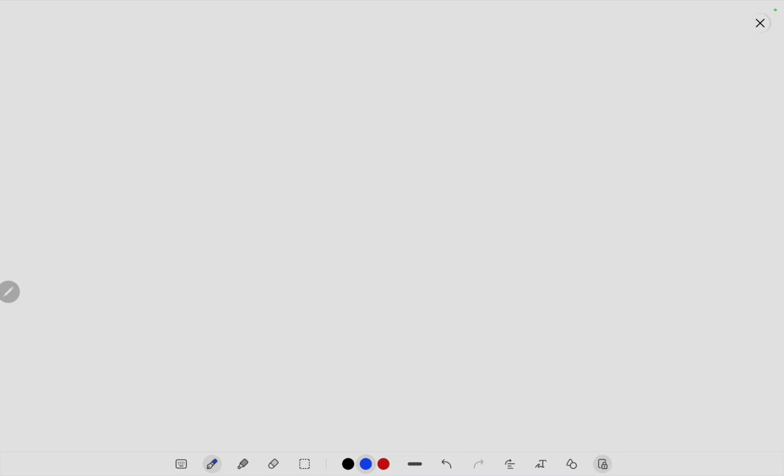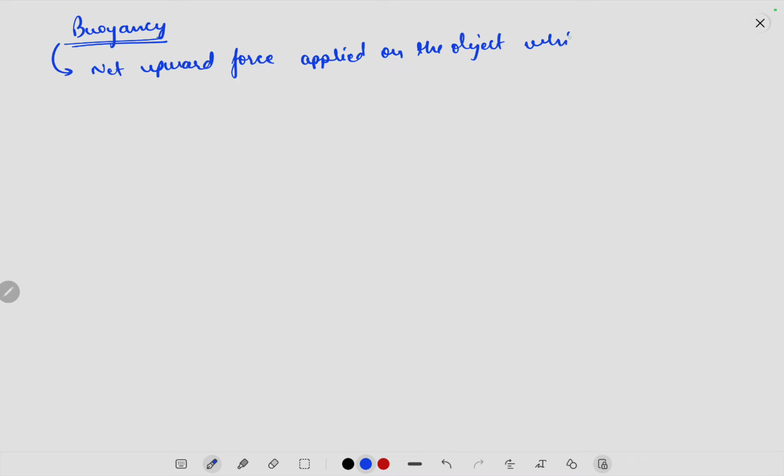Let's understand the term buoyancy. So buoyancy is the net upward force applied on the object which is immersed or is floating on a fluid surface.